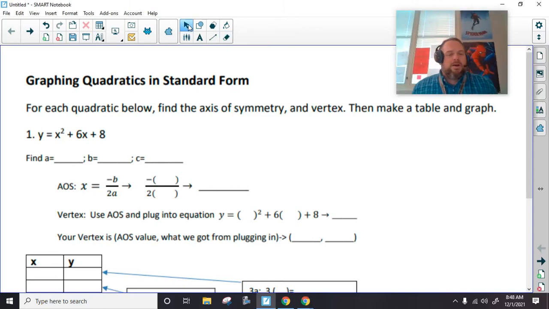Okie dokie, we are back and we're actually looking at things for graphing quadratics in standard form. This is for Algebra 1, and it could be used for anybody if you've forgotten how to graph.